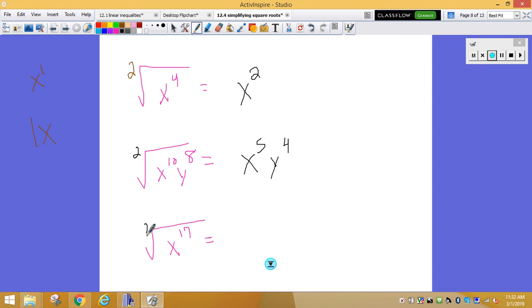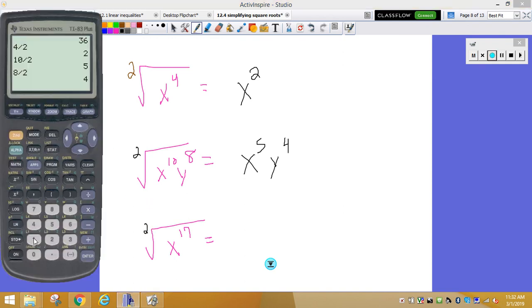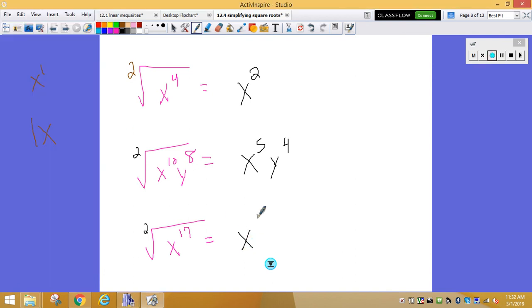Okay, again, this is a 2. How many times will 2 go into 17? If you're not sure, divide them. It goes in 8 times, so it would be x to the 8th. Now, it only goes in 16 times, right? 2 times 8 is 16. So there's actually one left over. So we're going to leave that one left over on the inside.